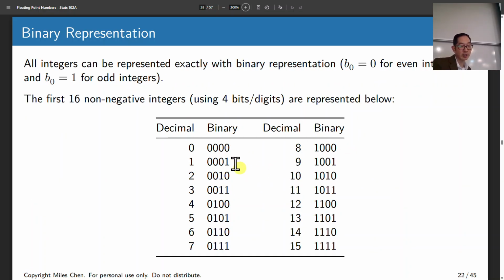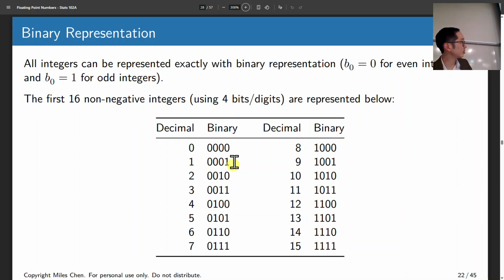So here are just the first 16 numbers you can represent in binary with 4 bits. With 4 bits, you can represent 0 through 15. And so 0 is 0, 0, 0, 0. 1 is 0, 0, 0, 1. 2 is, now I have a 1 in the 2's place and 0 in the 1's place. 3 is a 1 in the 2's place and a 1 in the 1's place. 2 and 1 make 3.